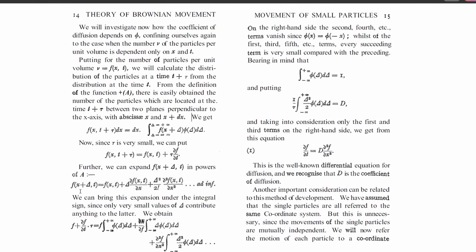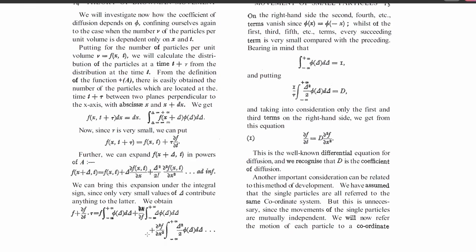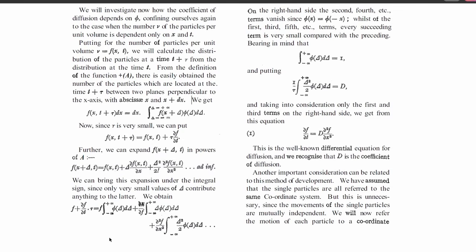And then we're going to substitute f of x plus delta and t into the integral on the right-hand side, and then integrate term by term. The left-hand side of the law of total probability is replaced by the Taylor expansion in t. So here we have this equation. On the right-hand side, the second, fourth, etc. terms vanish, since phi of x equals phi of minus x.